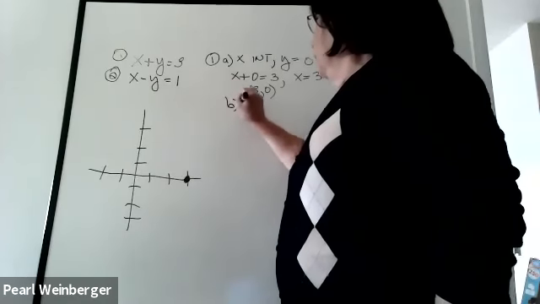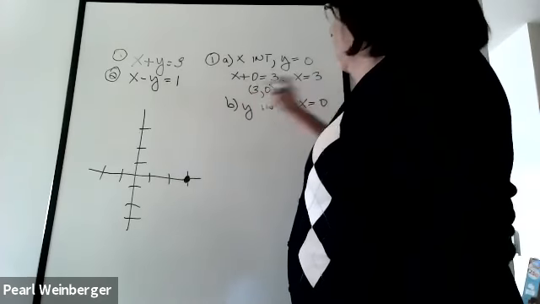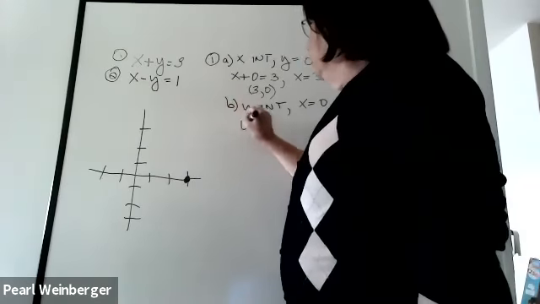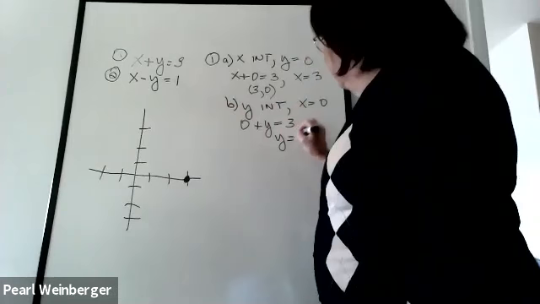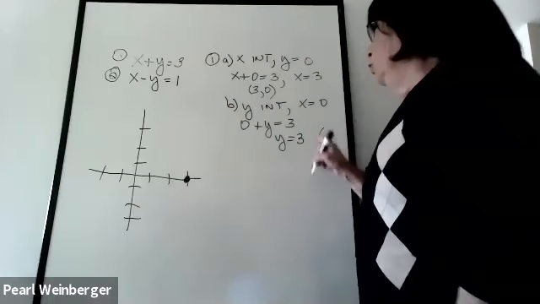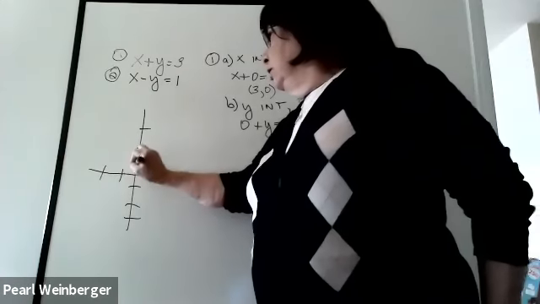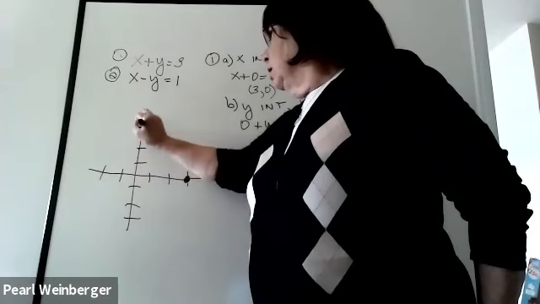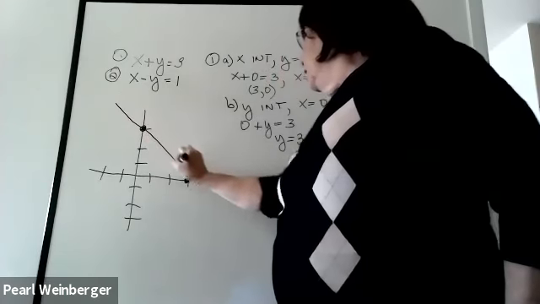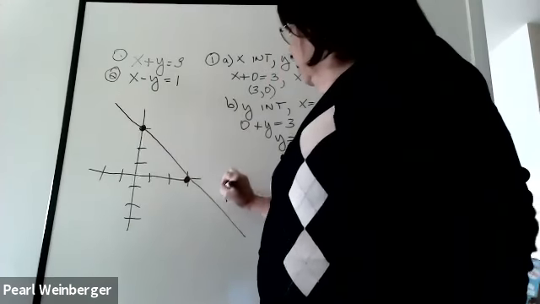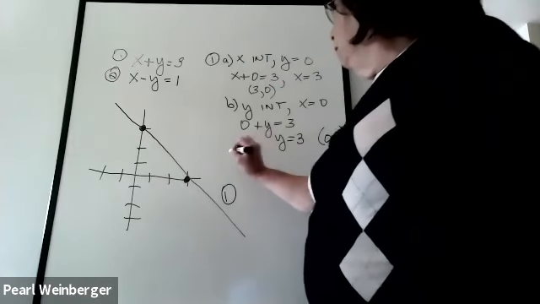Then we find the y-intercept by setting x equal to 0. And in that equation, we're going to get 0 plus y equals 3, which simply gives me y equals 3. In other words, the y-intercept is the point 0, 3. Here is the y-intercept, 3 up. Now, with these 2 points, I can draw a straight line connecting those 2 points. There's line number 1.